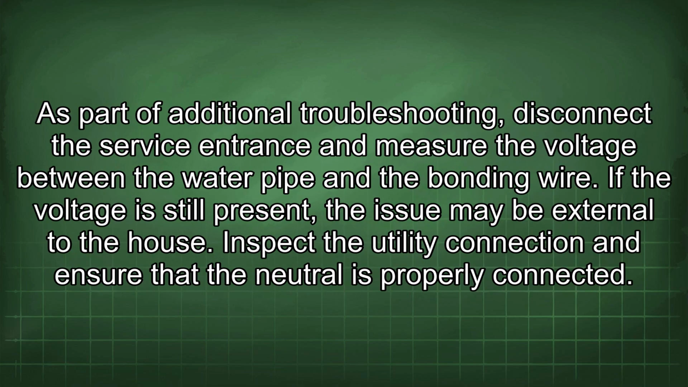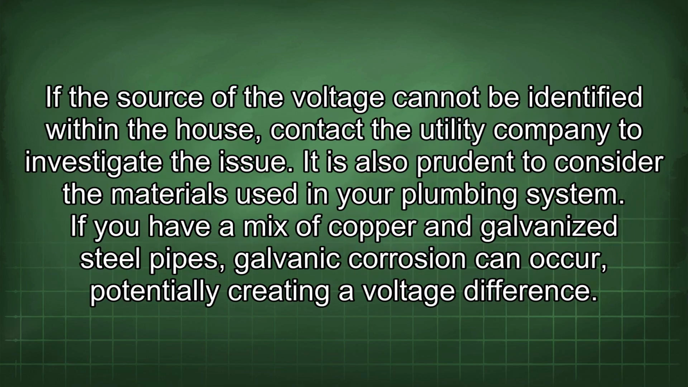As part of additional troubleshooting, disconnect the service entrance and measure the voltage between the water pipe and the bonding wire. If the voltage is still present, the issue may be external to the house. Inspect the utility connection and ensure that the neutral is properly connected. If the source of the voltage cannot be identified within the house, contact the utility company to investigate the issue.